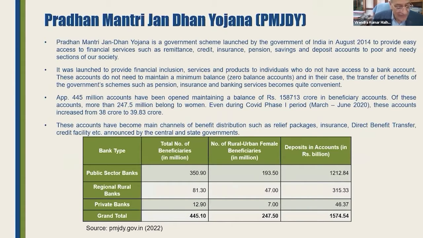This is about Pradhan Mantri Jan Dhan Yojana. All these schemes I'm trying to talk about because all these schemes have benefited, they have continued, they were further strengthened to take care of the COVID situation also. So Pradhan Mantri Jan Dhan Yojana, again, is a government scheme launched by the government in 2014 to provide access to financial services such as remittance, credit, insurance, pension, savings, and deposit accounts to the poor, the rural and the needy sections of our society.